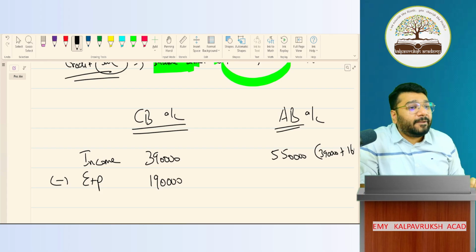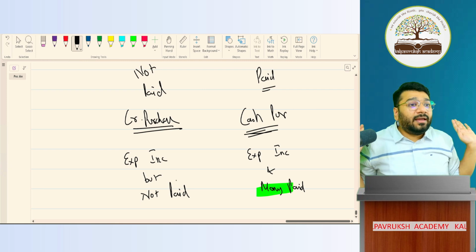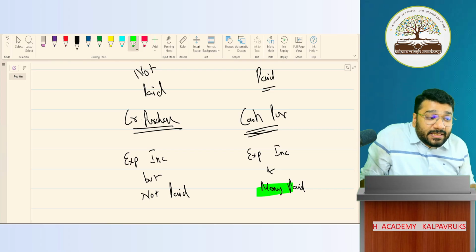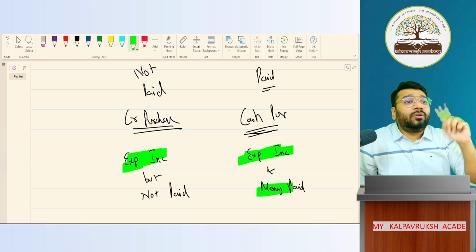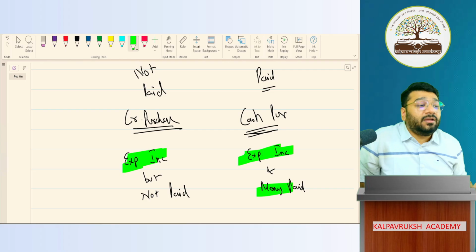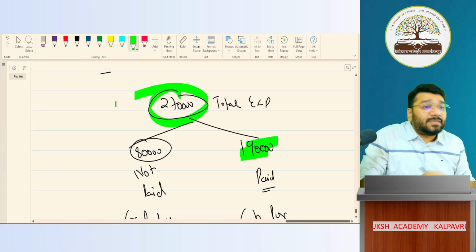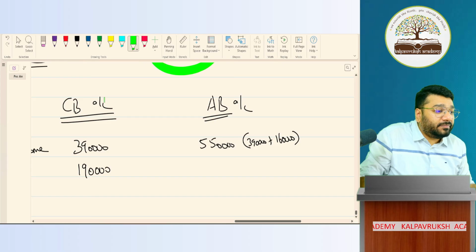Okay, not okay. But accrual says what? No, payment is not important to me. What is important? Incurring expenses is important. So when is expense incurred? In both the cases, expenses are incurred. So what is my total expenditure? 270 is my total expenditure, as per accrual concept.